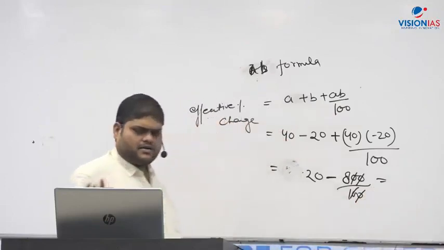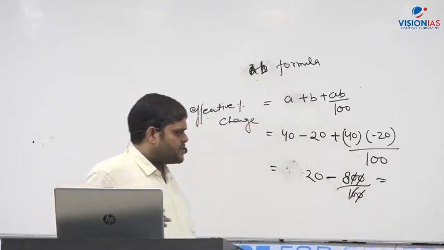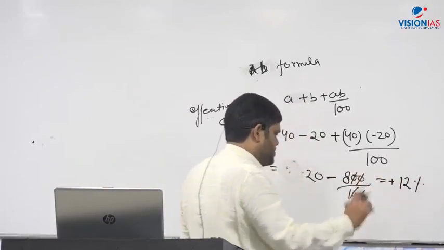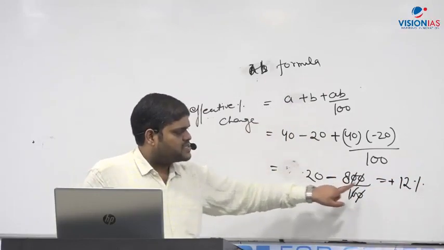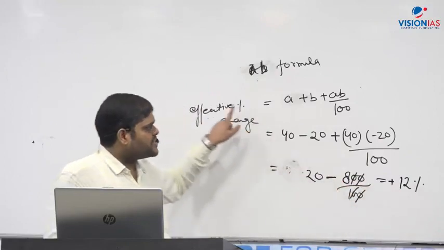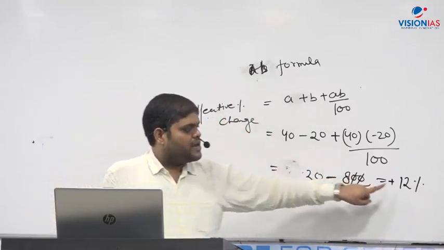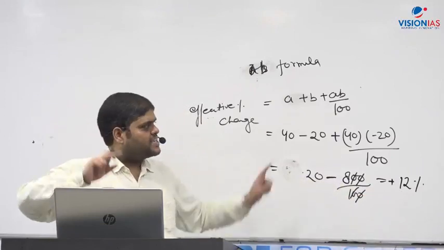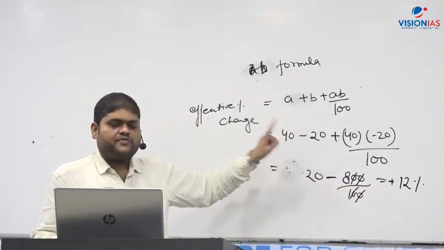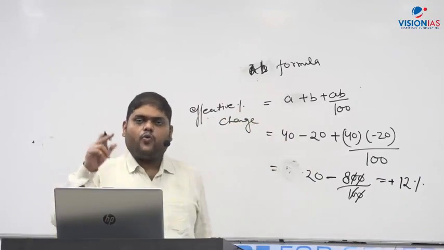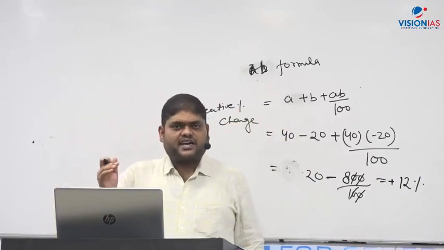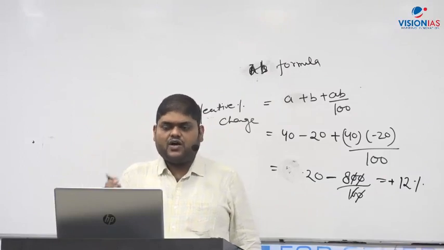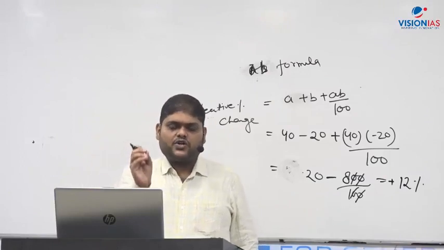Okay, yes, a 12% increment was there. This is correct. So this is coming as 12% positive. That means the effective change is a 12% increment. With a 40% increment and a 20% decrement: when 40% increment is there, it is 140, and a 20% decrement means 28 decrement, which becomes 112. So the total increment is 12%.